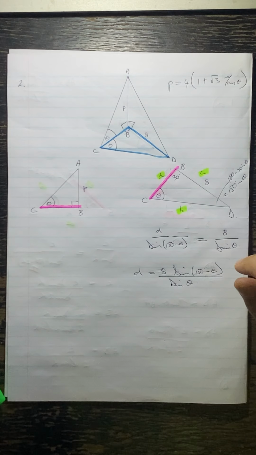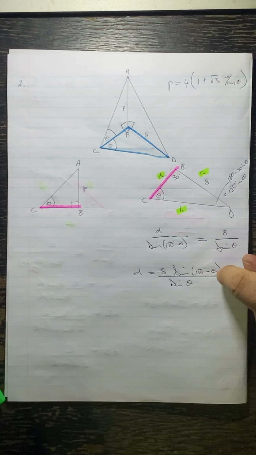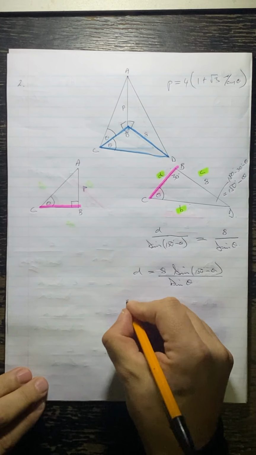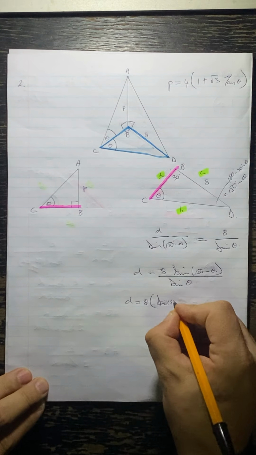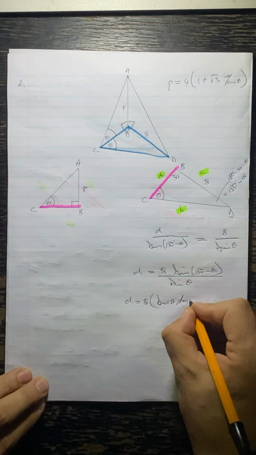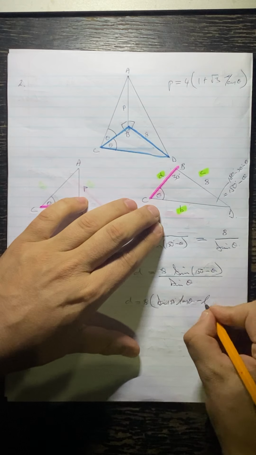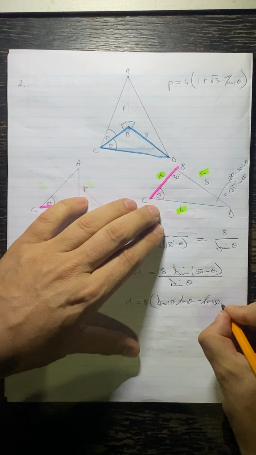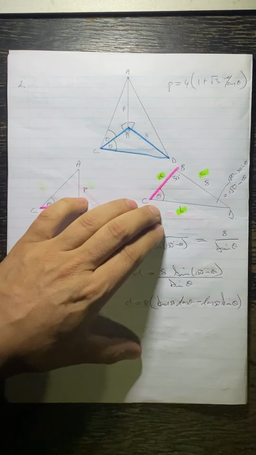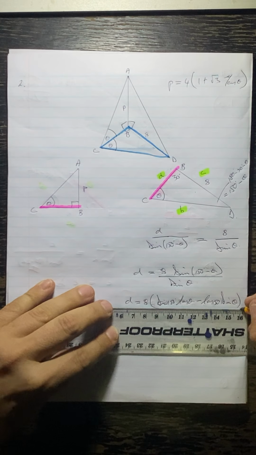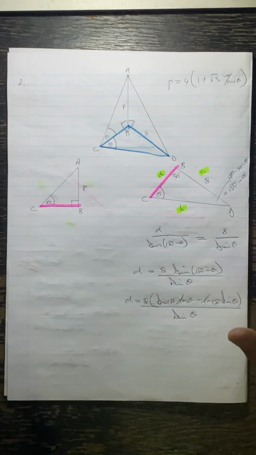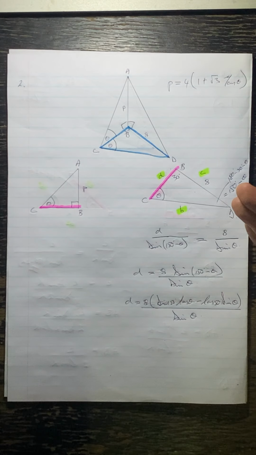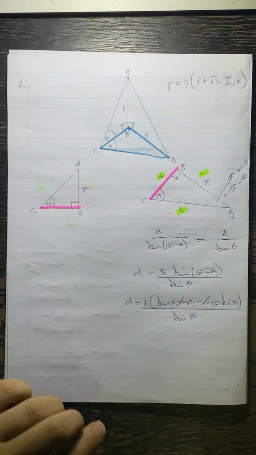All right, guys, so what I'm going to do here is expand this using compound angles. So we get d is equal to 8 sine 150 cos theta minus cos 150 sine theta, all over sine theta. All right, so I'm going to skip some steps here, guys, just so that you can see and I can put everything on the page here.